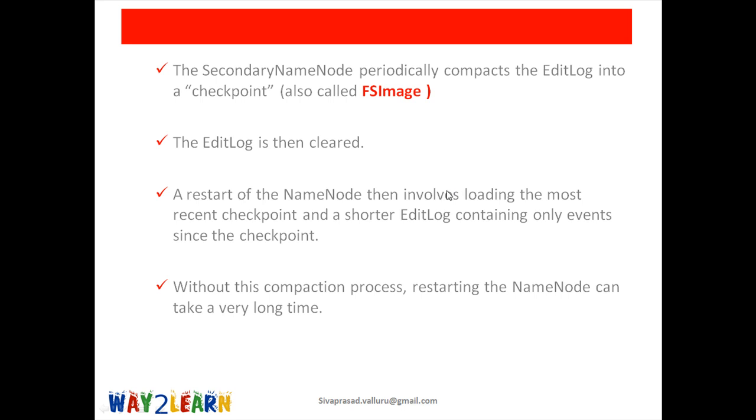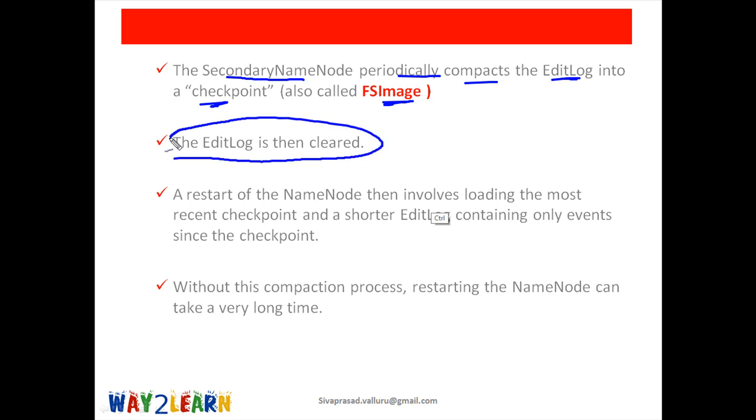What does secondary name node do according to our discussion? Secondary name node periodically compacts the edit log into a checkpoint called as fs image. Then edit log is cleared, edit log size is made as 0. Whenever you are restarting the name node, it will load the fs image and replay the edit log. It will get the whole metadata.